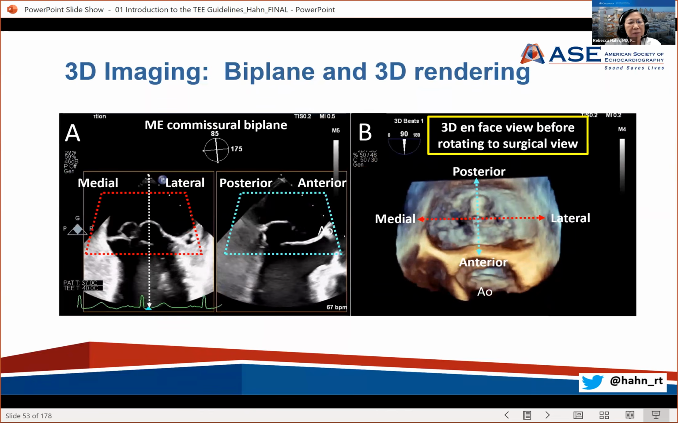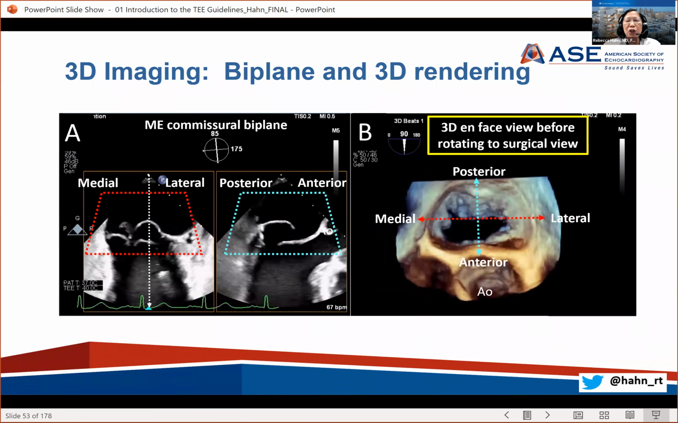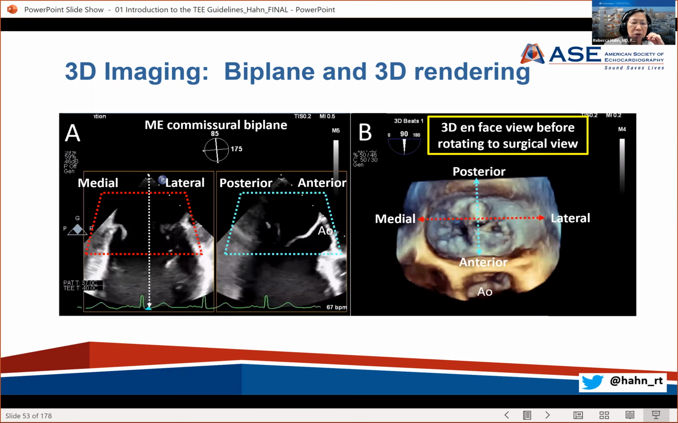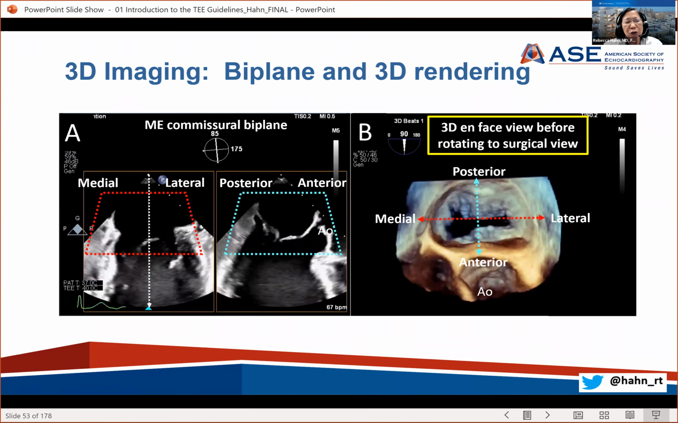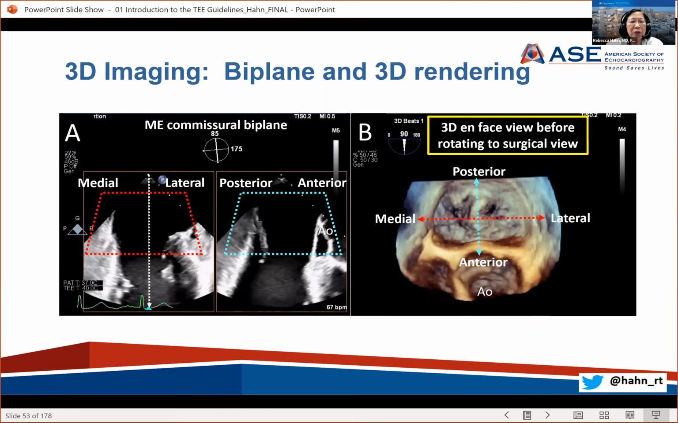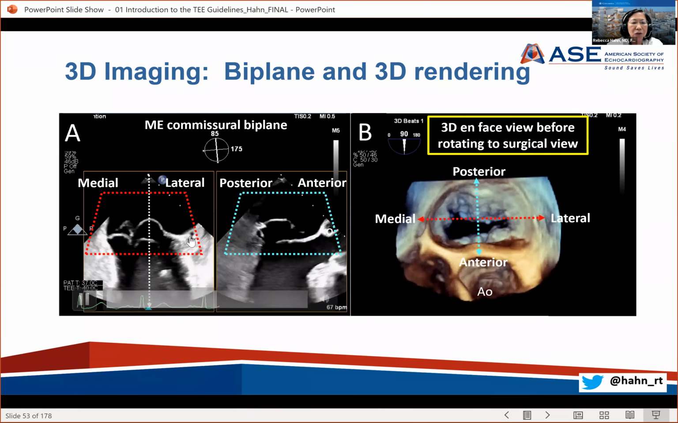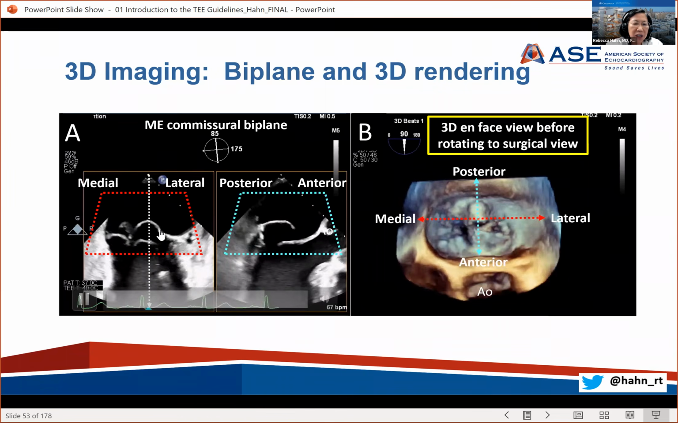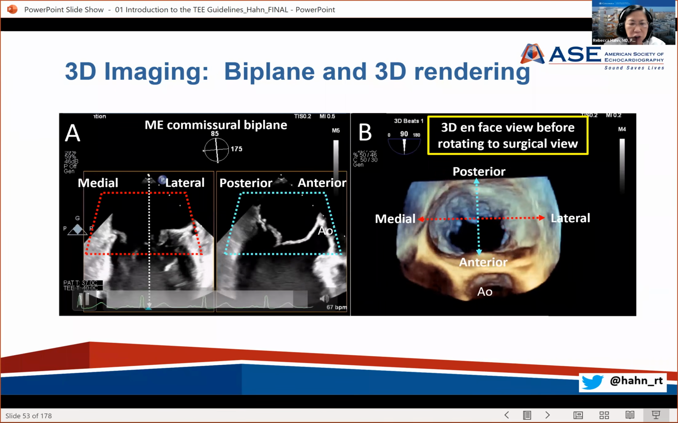So three-dimensional imaging, I just want to digress for a second, because the commissural view, which tends to be our home view for transcatheter edge-to-edge repair, is a great view to acquire your three-dimensional images on. But remember that this is a biplane where you have medial and lateral, and then posterior and anterior going across. So this is the commissural view, and the orthogonal view to the commissural is the long axis view.